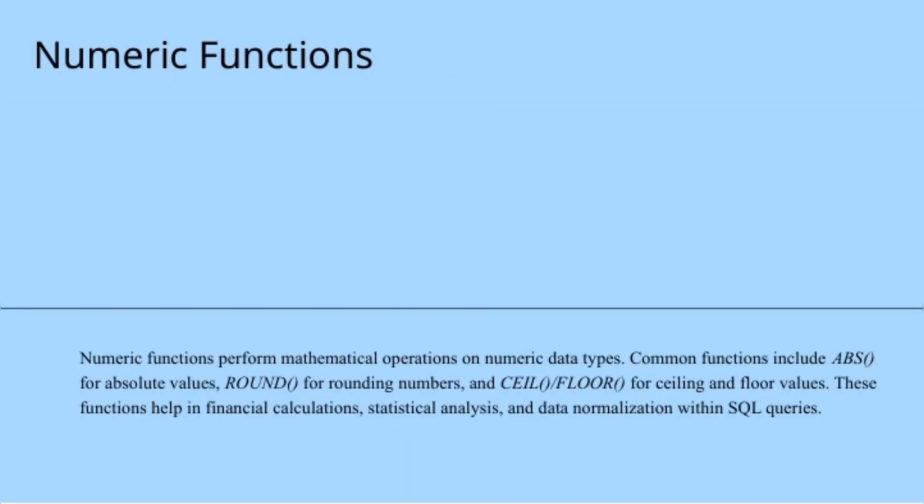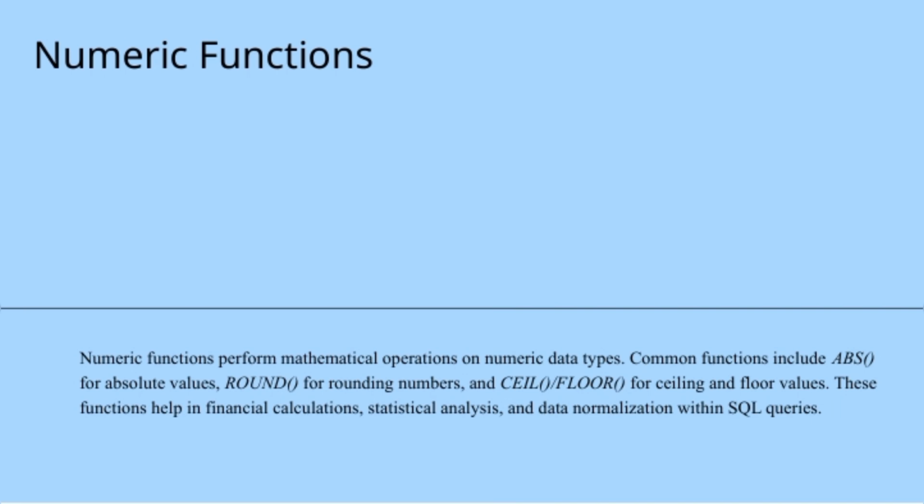Let's talk about numeric functions, which are essential when working with numerical data in SQL. These functions perform various mathematical operations that help us manipulate and analyze numeric values efficiently. For example, ABS is a handy function that gives us the absolute value of a number, which is useful in calculations where only the magnitude matters. Then there's round, which allows us to round numbers to a specified number of decimal places, making our data cleaner and more readable.